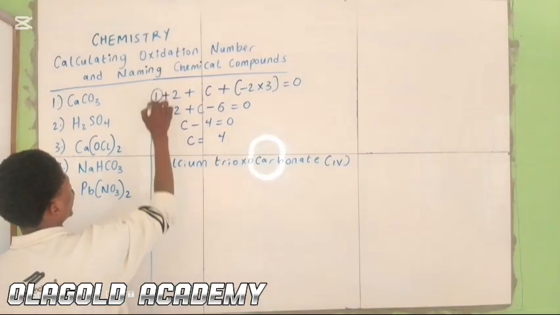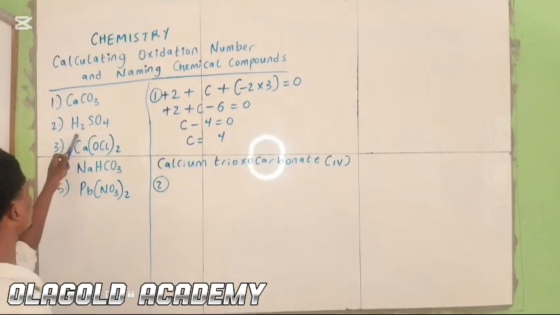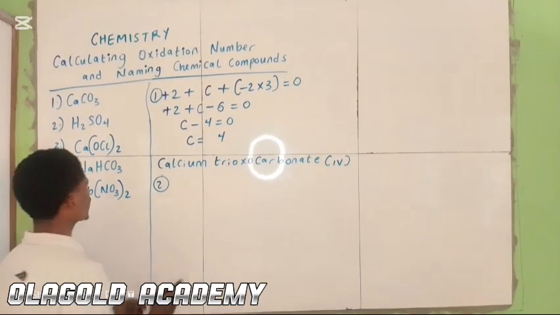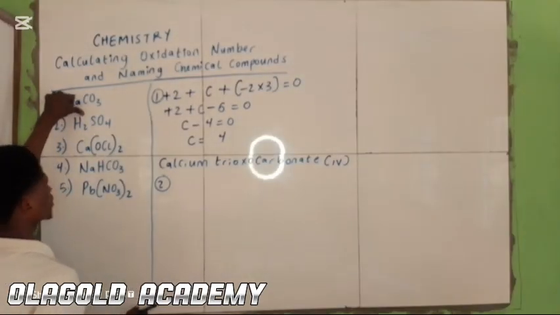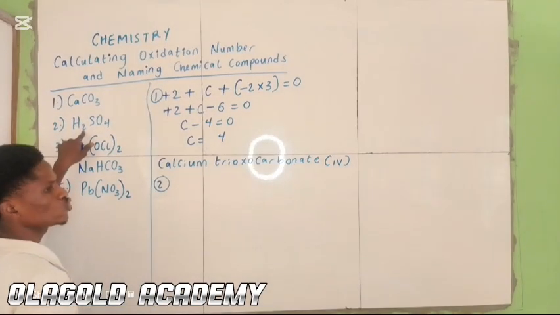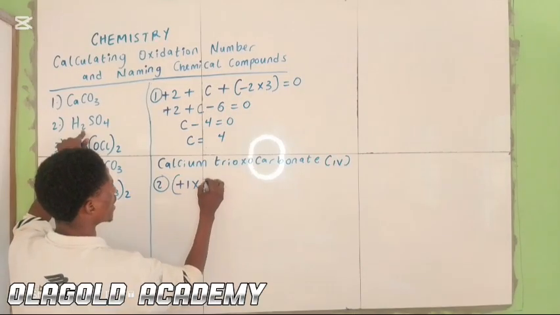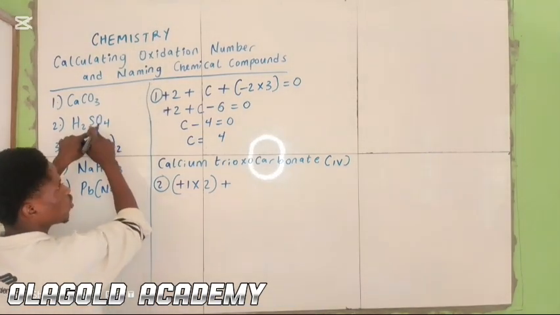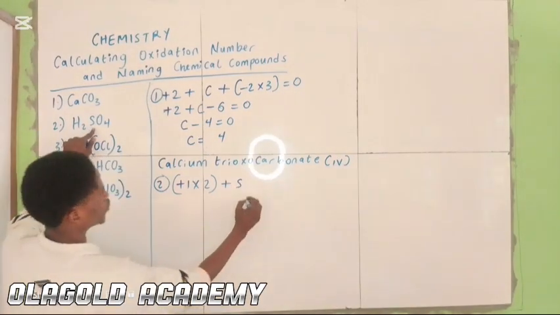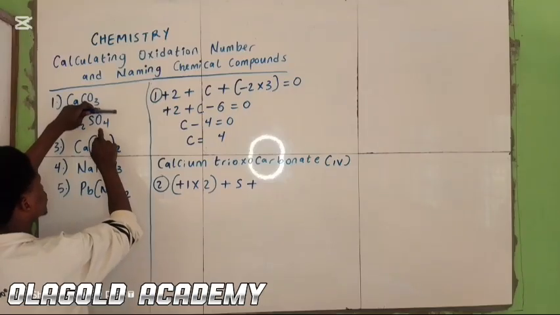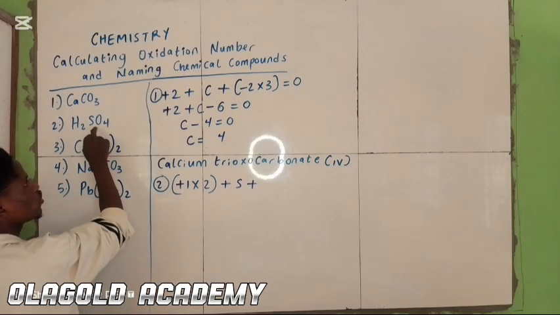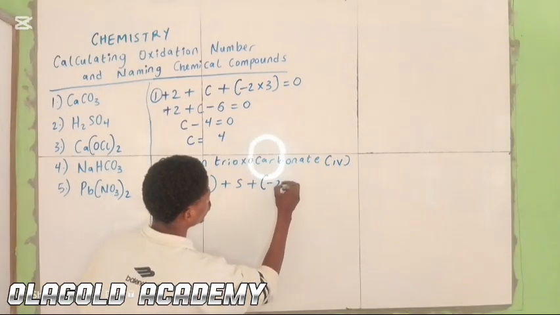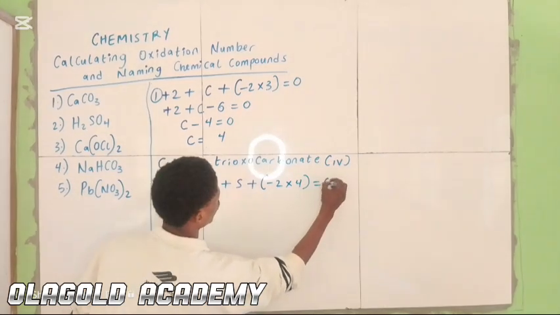For number 2, we are having H2SO4. The one that is being oxidized is sulfur because it is beside oxygen. So we have the oxidation number of hydrogen is +1. But mind you, how many atoms of hydrogen do we have here? We have 2. That becomes +1 multiplied by 2, close bracket, plus, because sulfur is being oxidized, I won't write the oxidation number. I would rather write sulfur, plus, for oxygen, the oxidation number of oxygen is -2. I repeat, the oxidation number of oxygen is -2. But how many atoms of oxygen do I have here? I have 4. So it becomes -2 times 4 equal to 0 because there is no charge here.